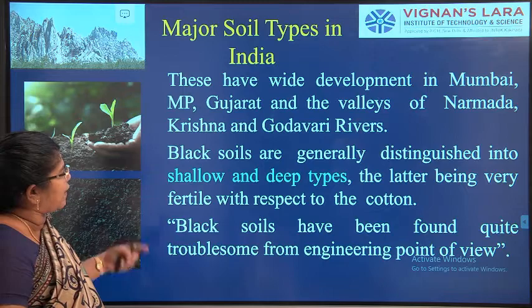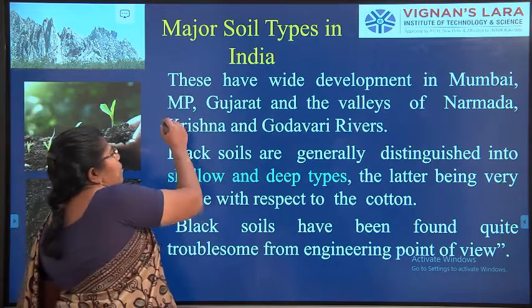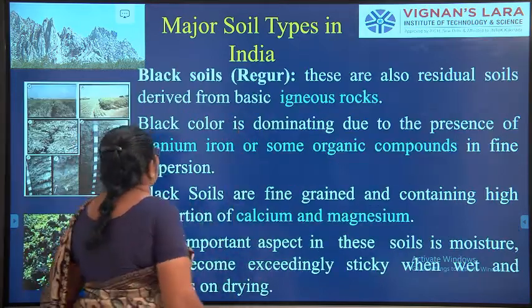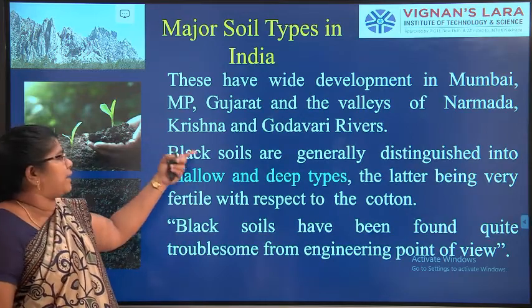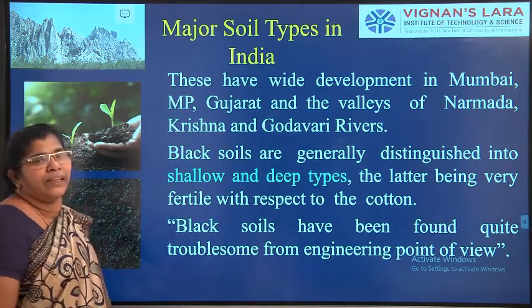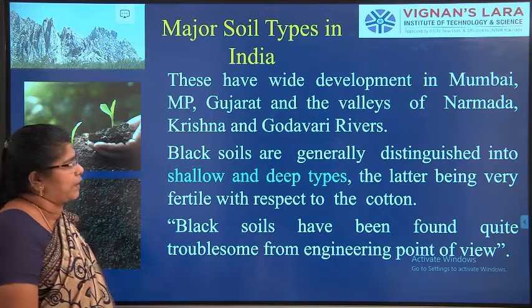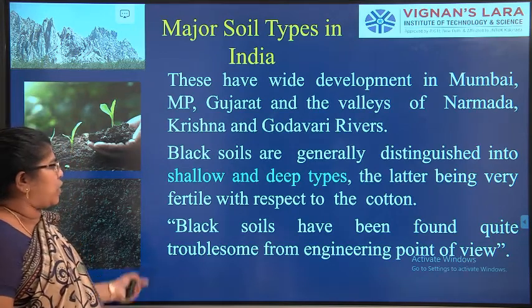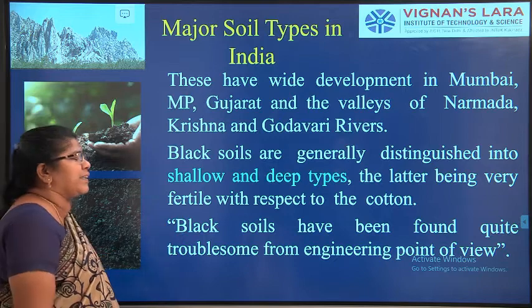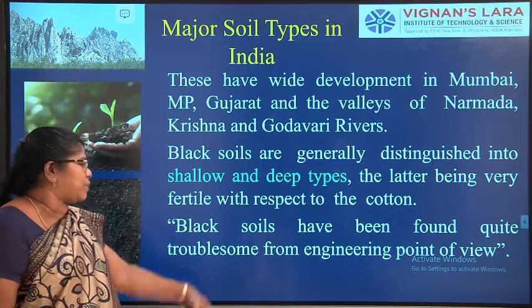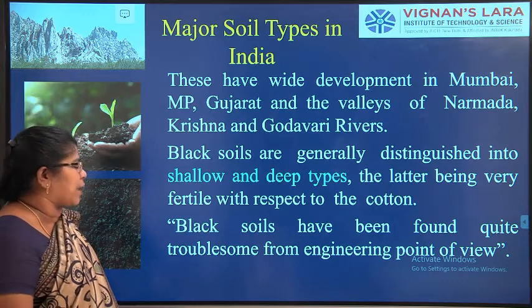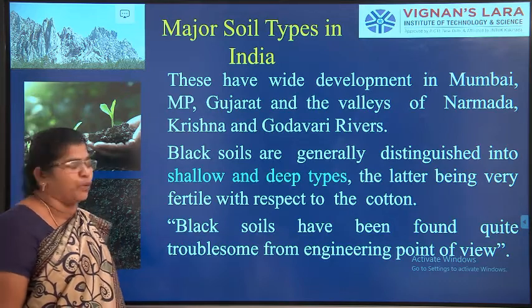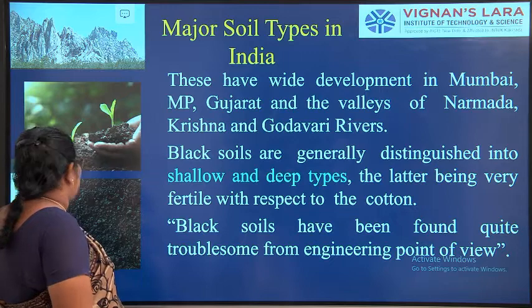It is available in Mumbai, Madhya Pradesh and Gujarat, mostly along the Narmada, Krishna and Godavari rivers, where black cotton soil is available in plenty. It has two types, shallow and deep, and black cotton soils have been found quite troublesome from the engineering point of view. Why is it quite troublesome?